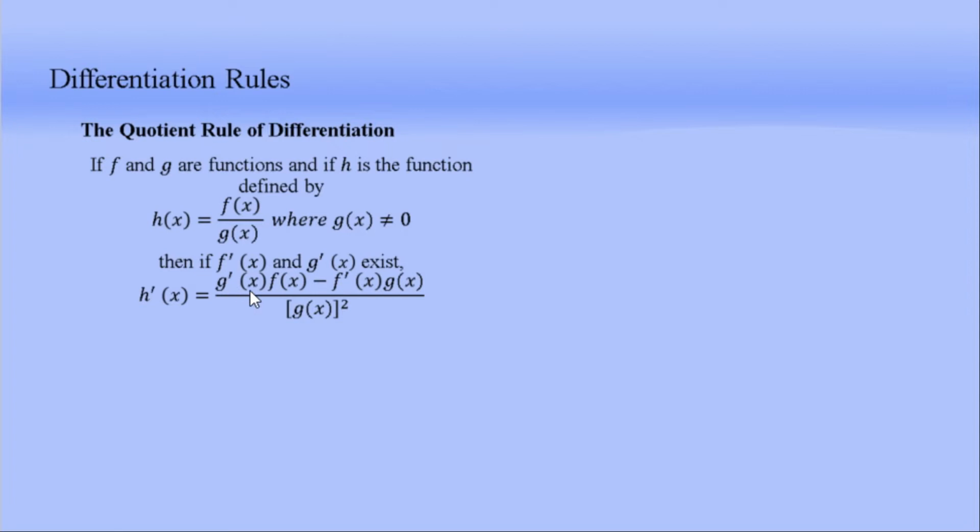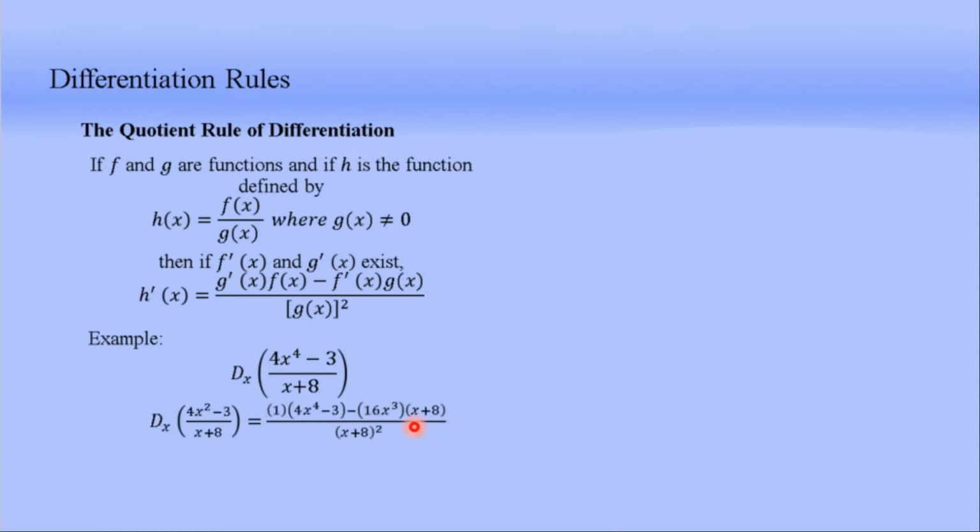Basically, in this formula, we input the derivative of the second function times the first function minus the derivative of the first function times the second function, over the square of the second function, which is the denominator. So for example, to find the derivative of f of x equals 4x raised to the fourth power minus 3 over x plus 8.